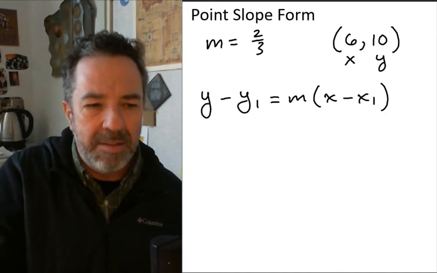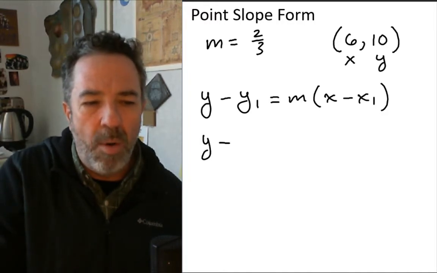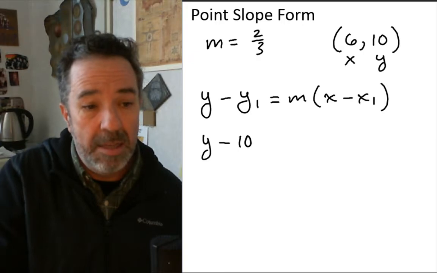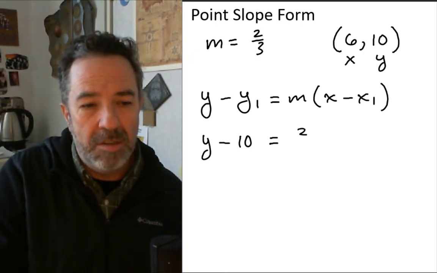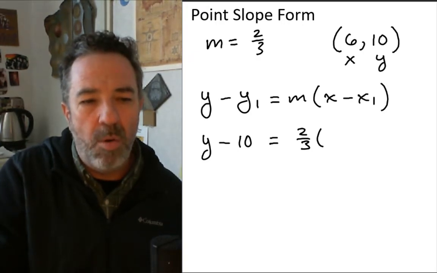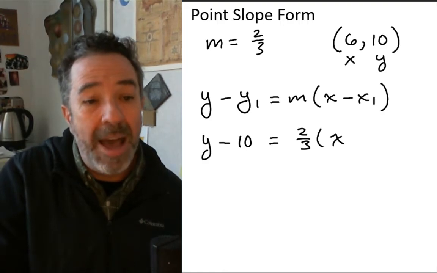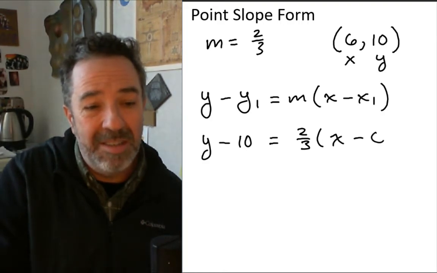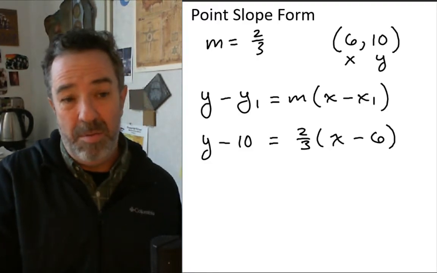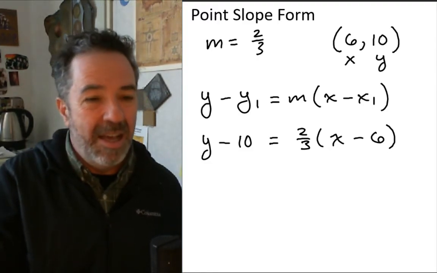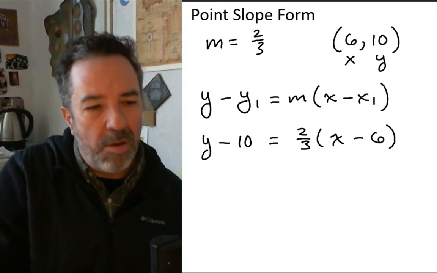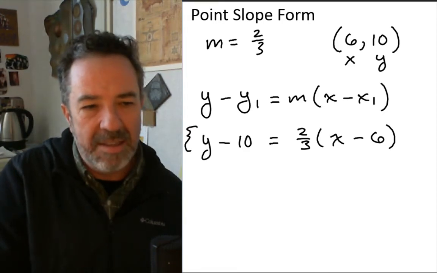And it would look like this: y minus the y value that I know, which is 10, equals my slope, which is 2/3, times the quantity of x minus the x value that I know, which is the number 6. So there we go, perfectly. That's it. And in fact, if I graph this, and we will do that, I'll see this line completely.